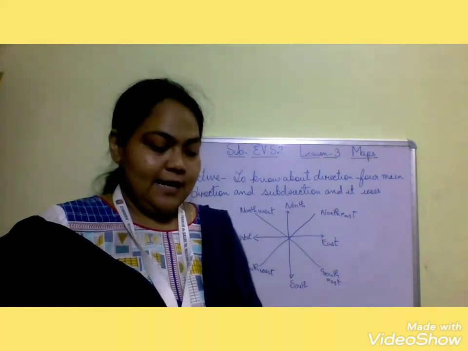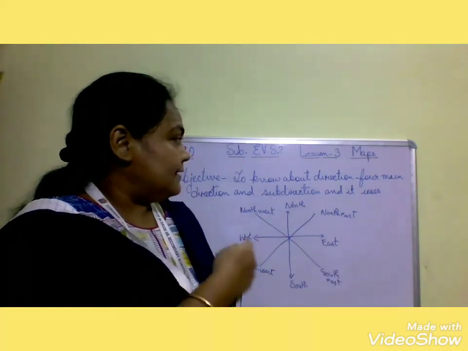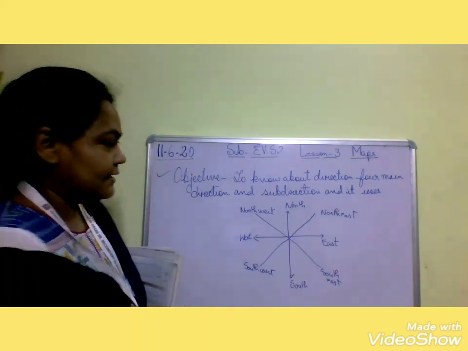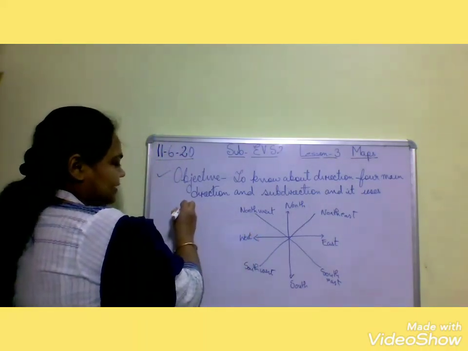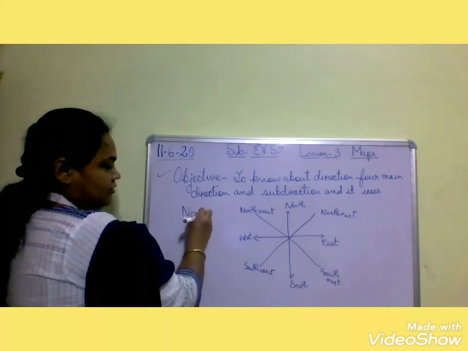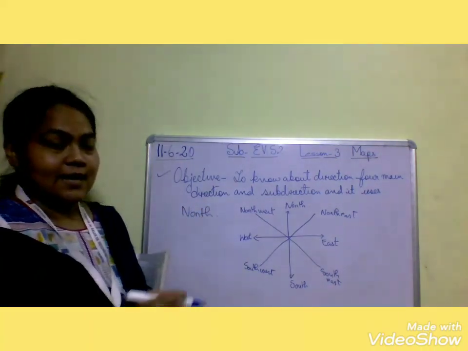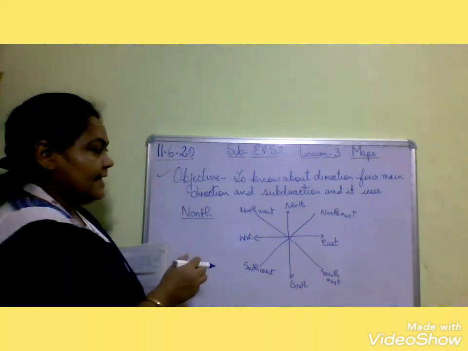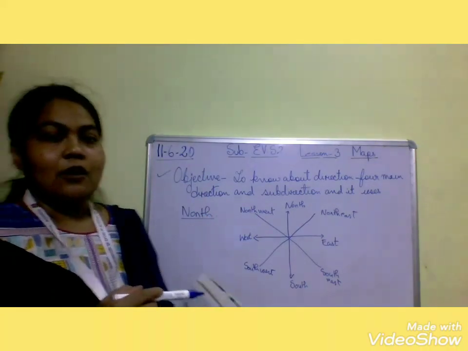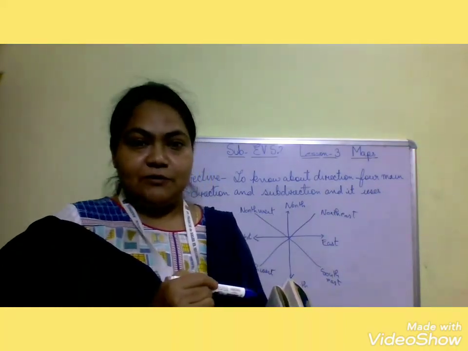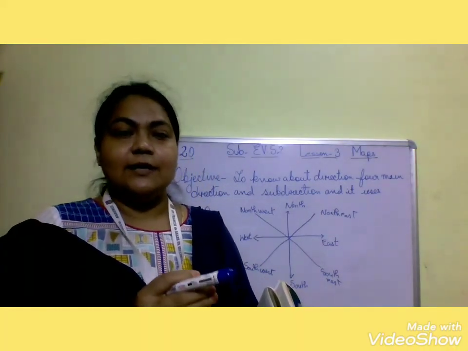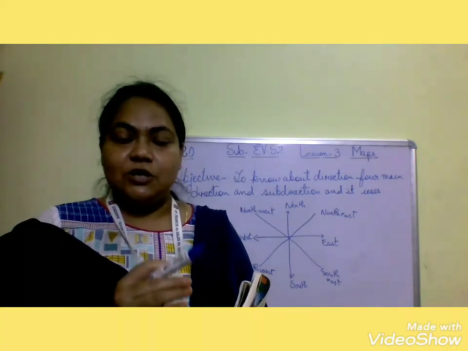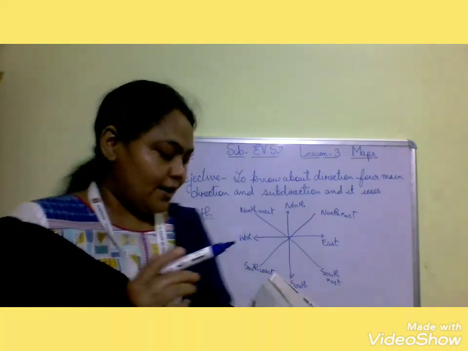Okay children. Now to use a direction you should always remember that direction always starts with north. Okay. Then, how are you going to know about that particular place? There is a device or instrument which helps us to say in which direction you are, and that is called a compass.